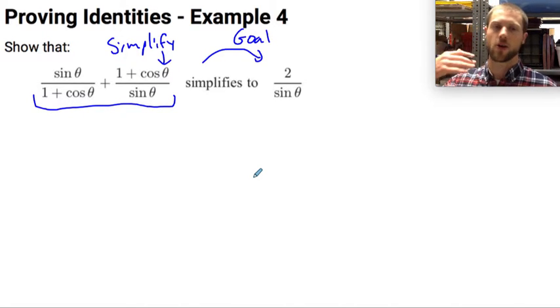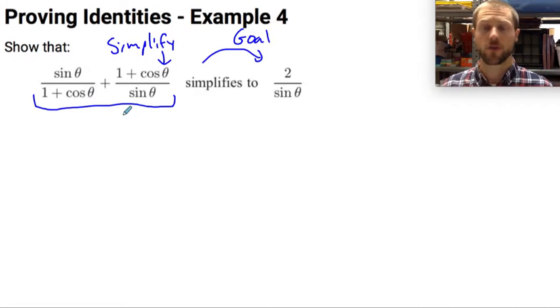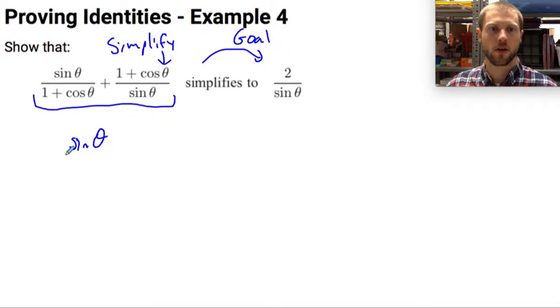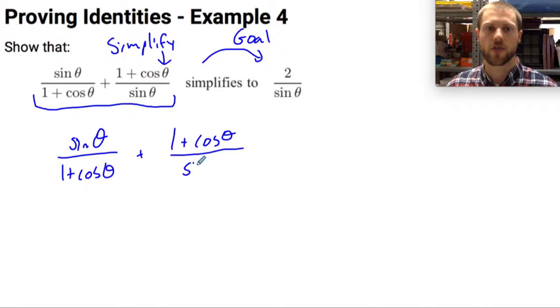As far as steps, I can't add these fractions together as they are right now because they have different denominators. This denominator is 1 plus cosine of theta, and this denominator is sine of theta. So the first thing I could try is to get a common denominator for both fractions and then add them together. Let me rewrite this down below: sine of theta over 1 plus cosine of theta, plus 1 plus cosine of theta over sine of theta.